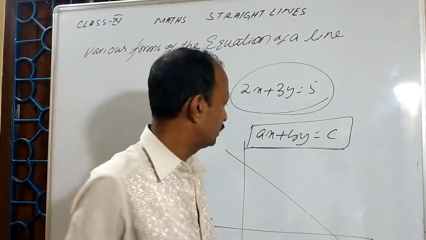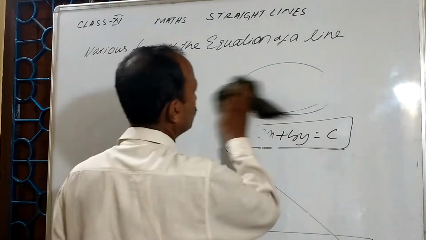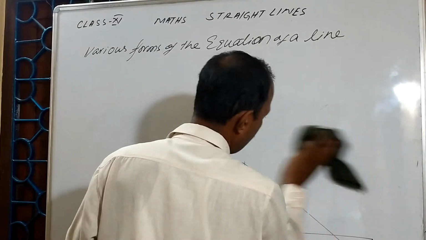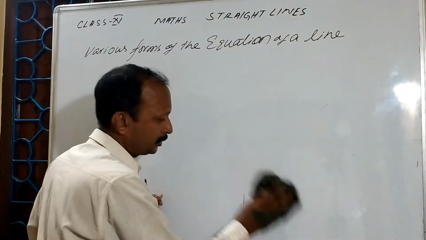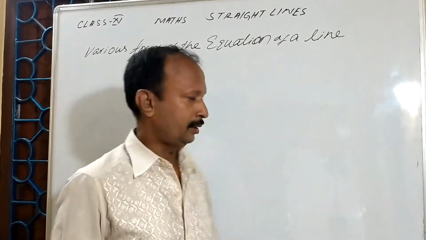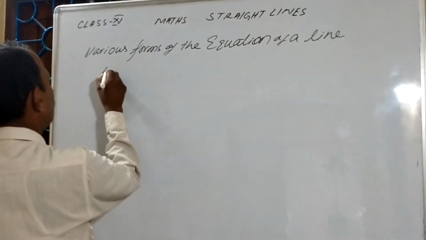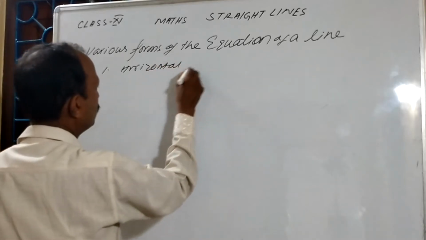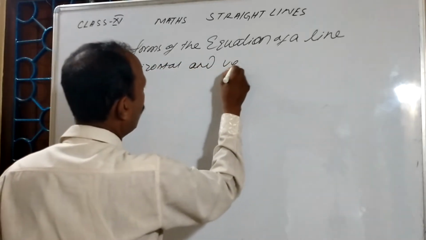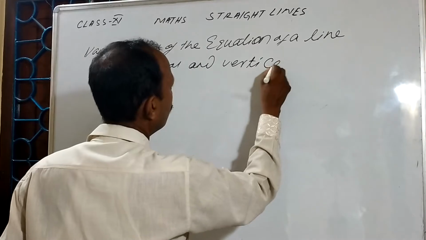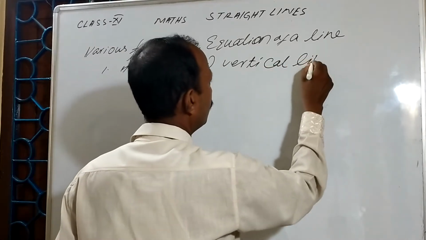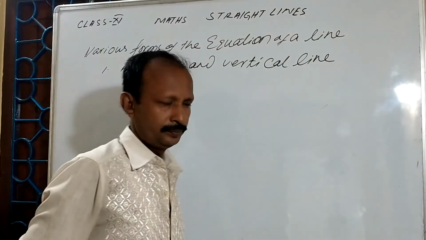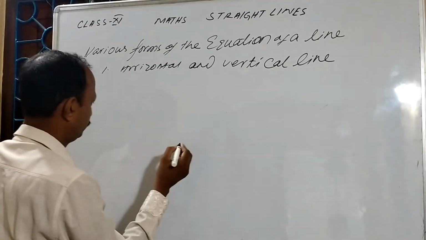So let us start. See here. So first one is the horizontal and vertical line. Horizontal and vertical line. See that.